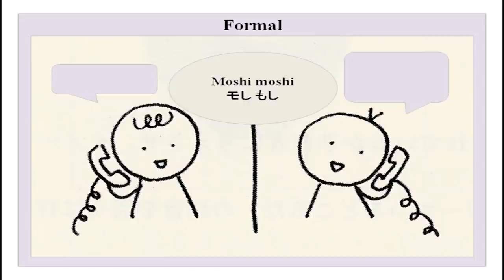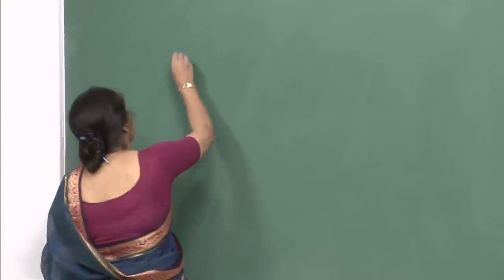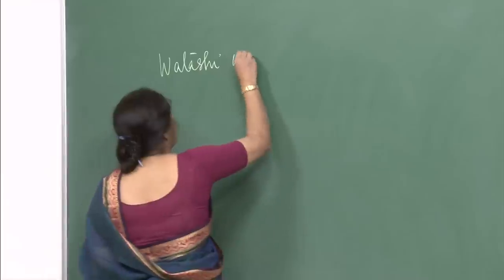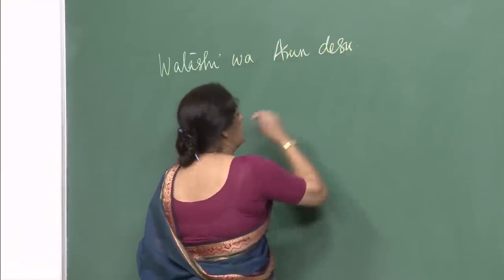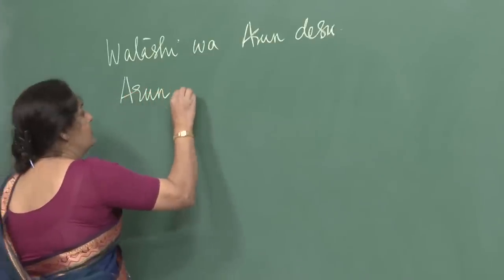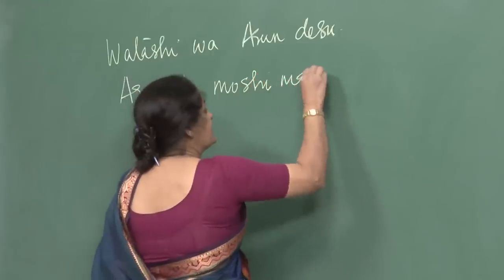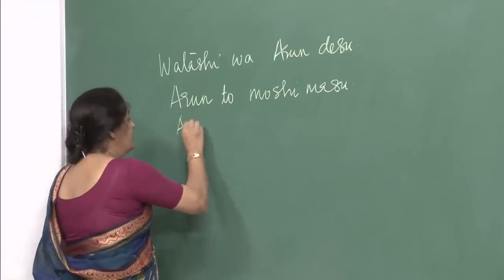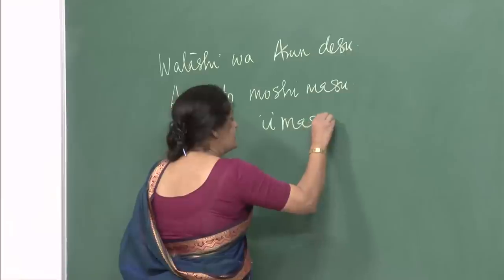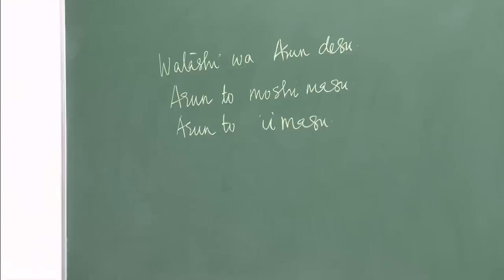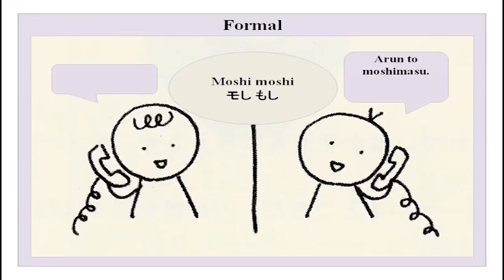Now, the formal way of telling who you are is Arun to moshimasu. Watashi wa Arun desu. You can also say this on the phone. Arun to moshimasu, I am Arun, or Arun to imasu, I am called Arun. So, please, a better way would be Arun to moshimasu on the phone. And then if you want to call someone, say maybe your friend, you want to inquire whether the friend you want to know about is in office or in that place or not, what would you say now?